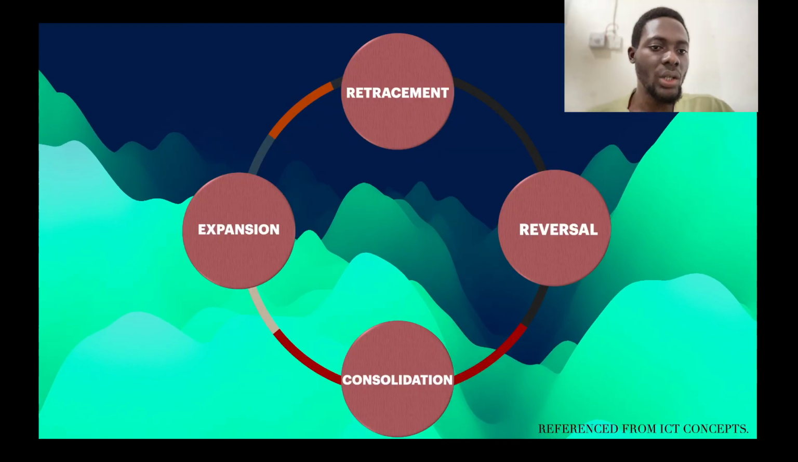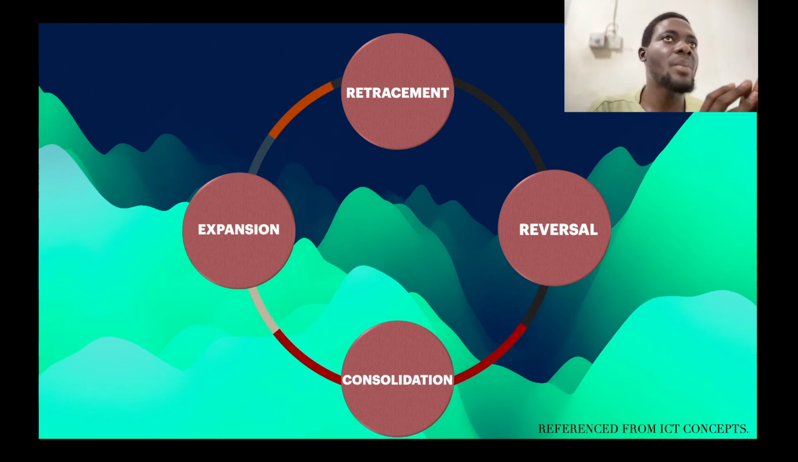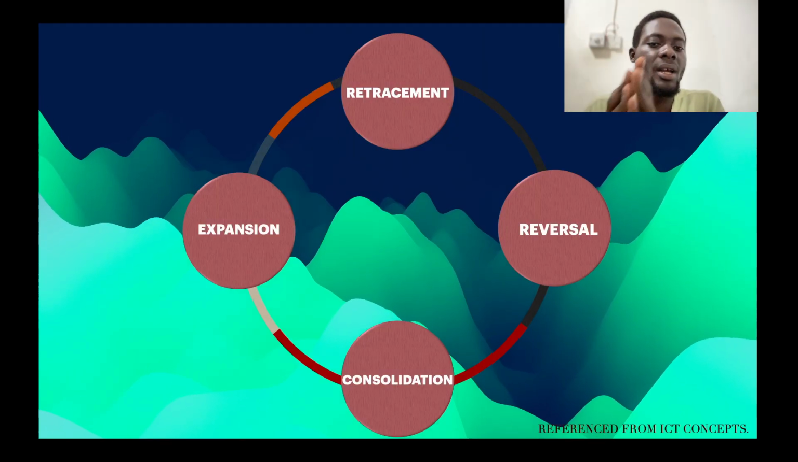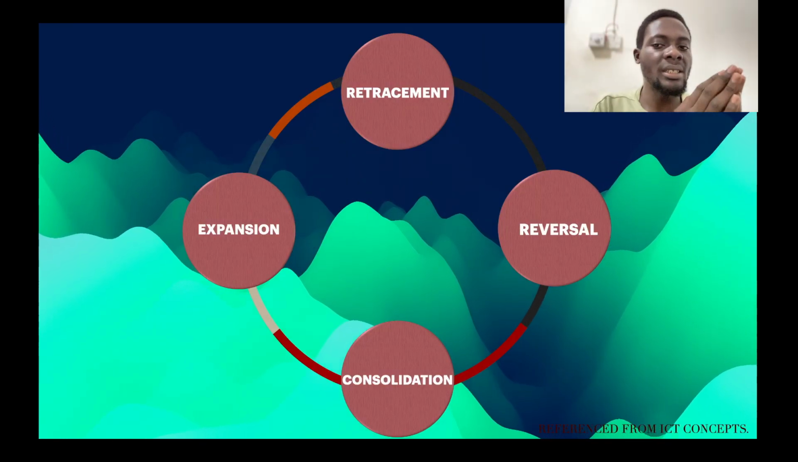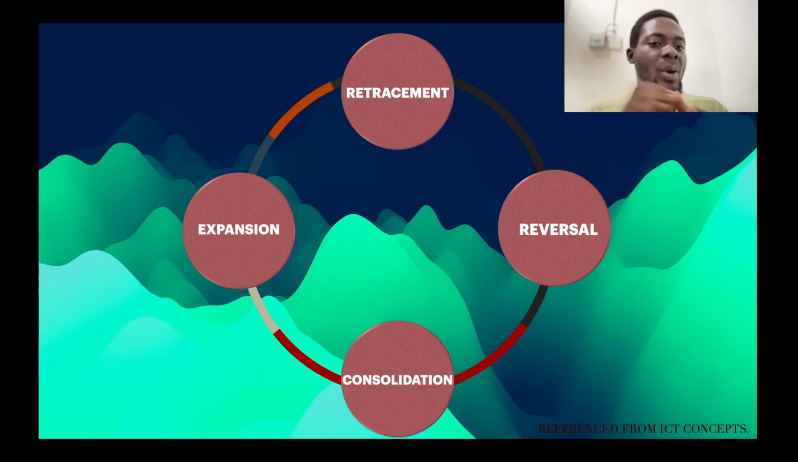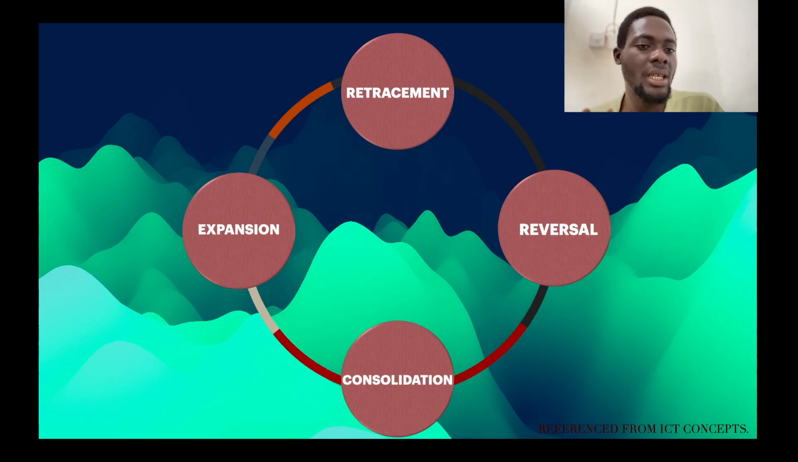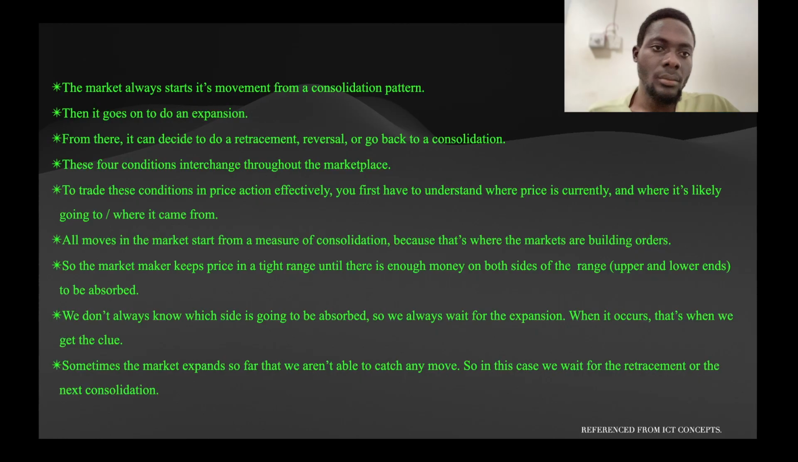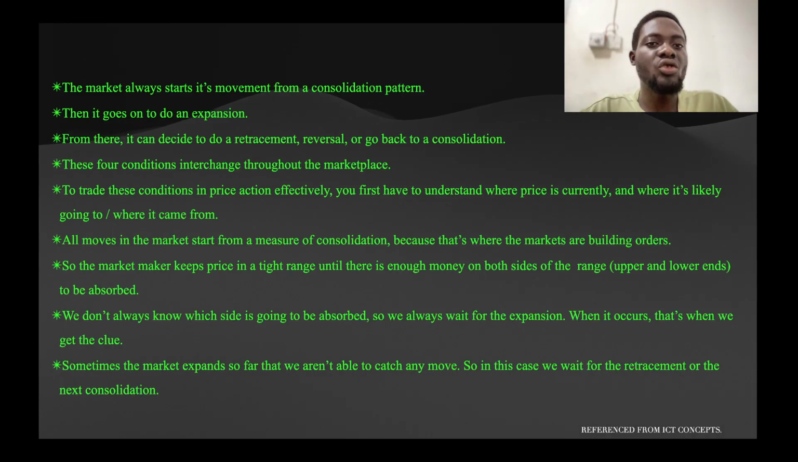Now, this is what I was saying. The market always starts from consolidation, then it goes to expansion. After expansion, it comes back to retracement, or from expansion, it can continue, it can do another consolidation, or from expansion, it can take out a liquidity pool and then reverse. You understand? So it can go from expansion to consolidation again, from expansion to retracement, or from expansion to reversal. The market always starts its movement from a consolidation pattern. Then it goes on to do an expansion. From there, it can decide to do a retracement, reversal, or go back to a consolidation. These four conditions interchange throughout the marketplace.